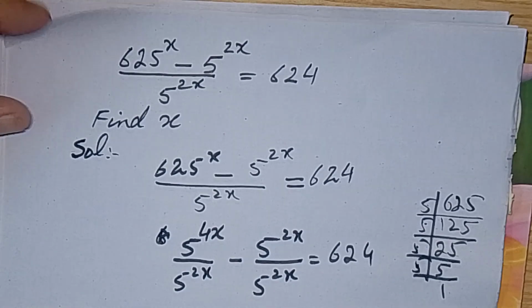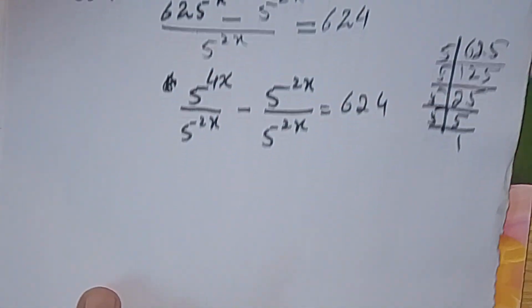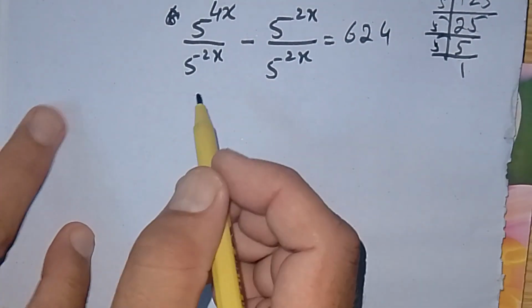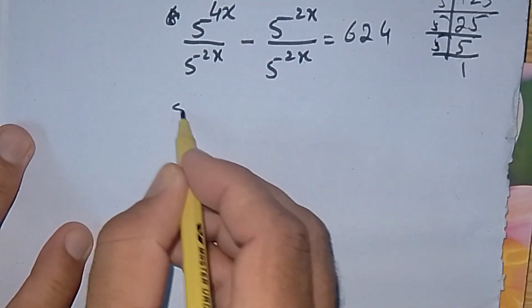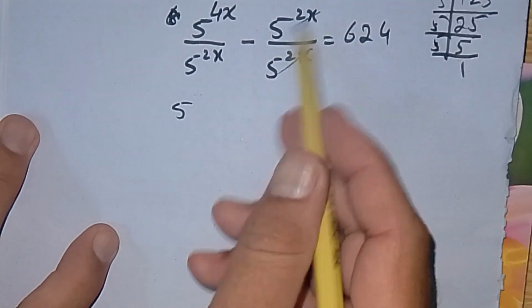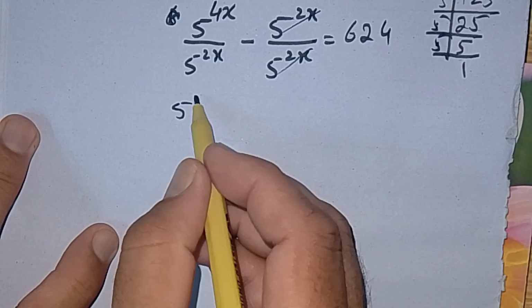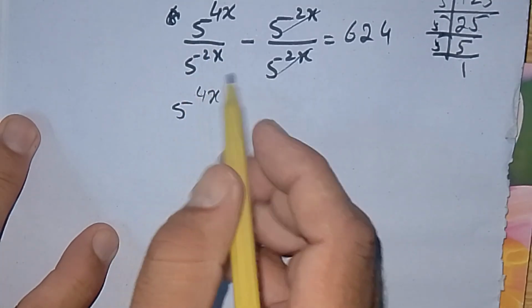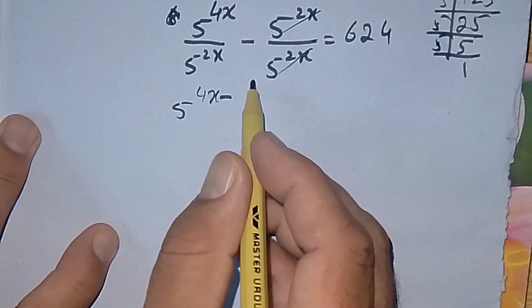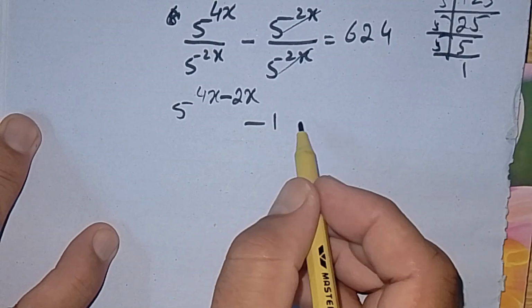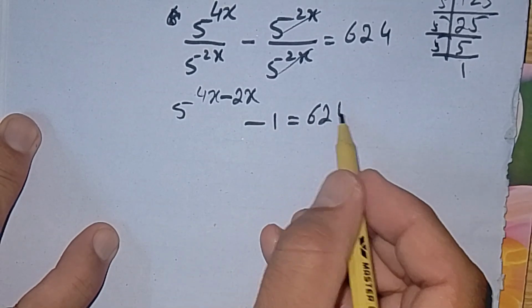Now, these two terms are cancelled. 5 raised to the power 4x: these two bases are similar and they are dividing, therefore their powers are subtracted. 5 raised to the power 2x, minus 1 is equal to 624.